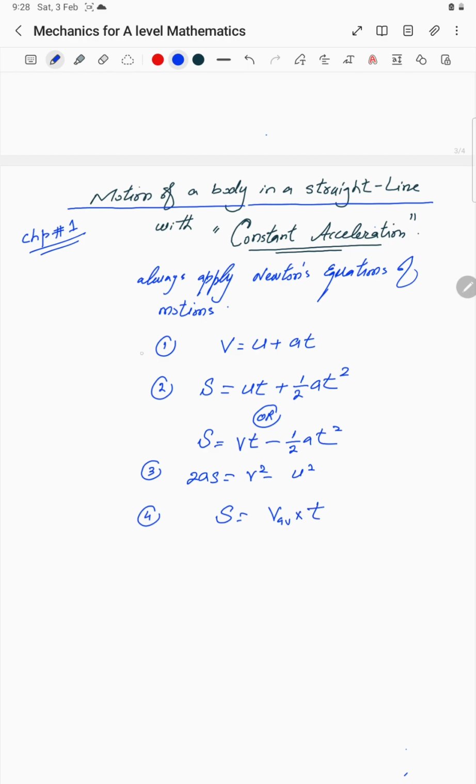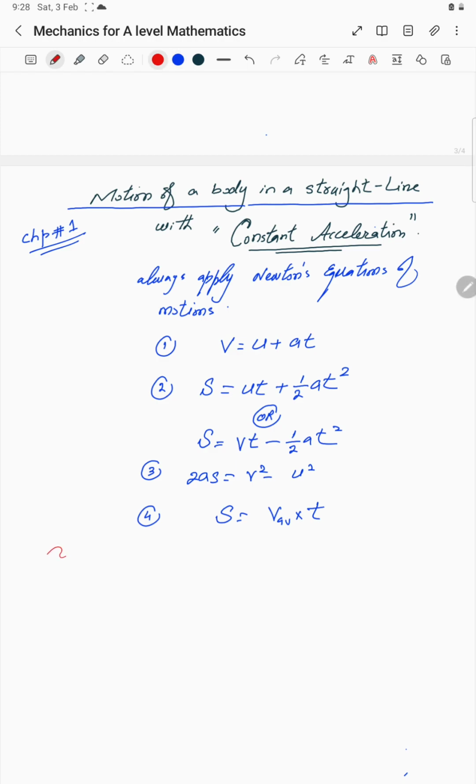So these are the most commonly used equations while solving a particular question based on the motion of a body in a straight line with a constant acceleration. Here I'm going to write the symbols, what each symbol demonstrates in the equations.